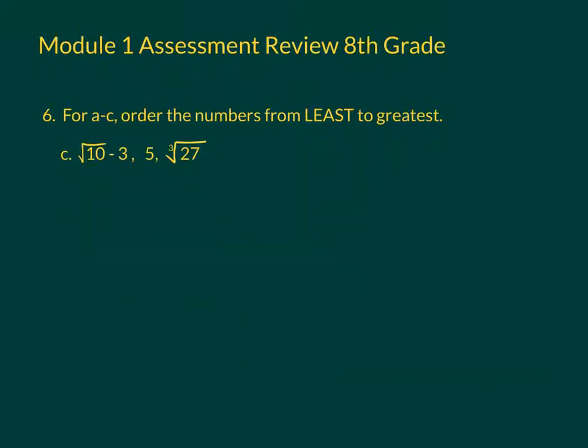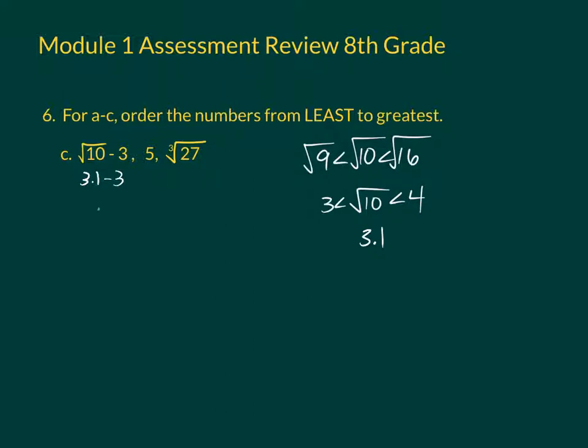On part C here, we have 3 numbers to order. First one, square root of 10 minus 3. So we have to figure out what the square root of 10 is. So I know the 10 is between 9 and 16. So that means the square root of 10 is between the square root of 9 and the square root of 16, which is between 3 and 4. It's a lot closer to 3 because 10 is a lot closer to 9. So a good estimate would be about 3.1. So we have 3.1 minus 3. So we've got about a tenth here, or just a fraction. It's not over 1.